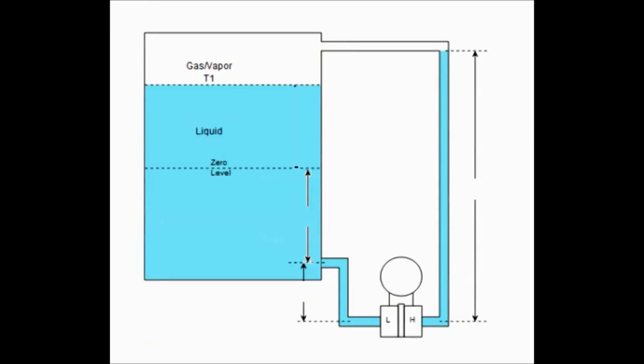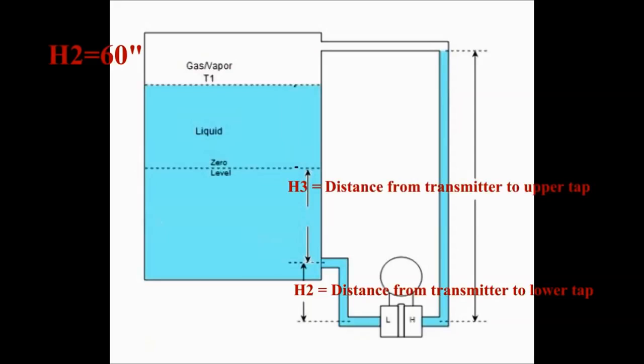Also, prior to configuration, it will be necessary to know the following measurements. The distance from the transmitter to the lower tap on the drum. This will be referred to as the H2 measurement. For this demonstration, the H2 distance is 60 inches. The distance from the transmitter to the upper tap on the drum. This will be referred to as the H3 measurement. For this demonstration, the H3 distance will be 90 inches.